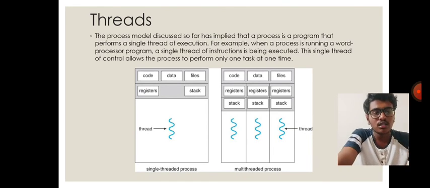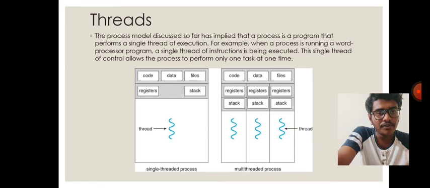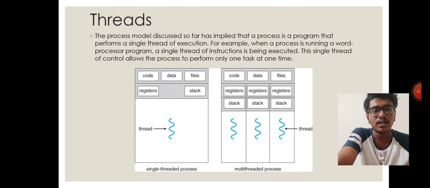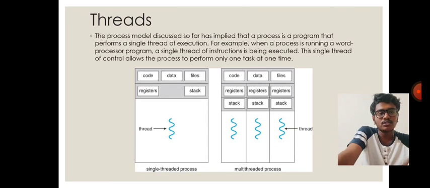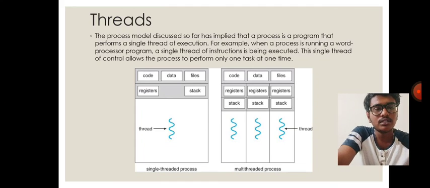So here is the thread which performs the task in a single thread process and in a multi-thread process. In a single thread process we have code, data, files, registers and stack, and in a multi-thread process we have different registers for different threads. This is about the threads.